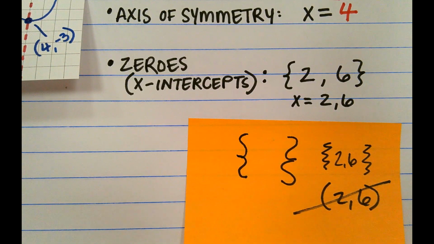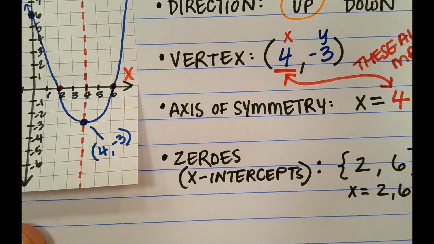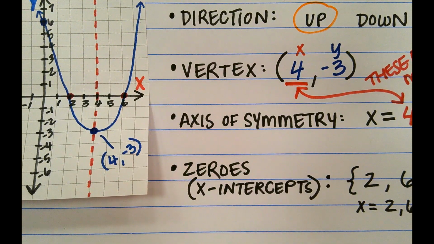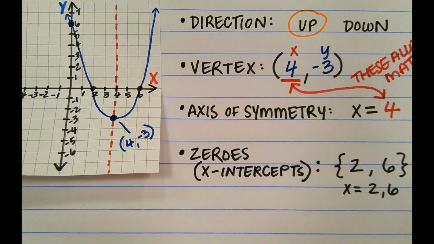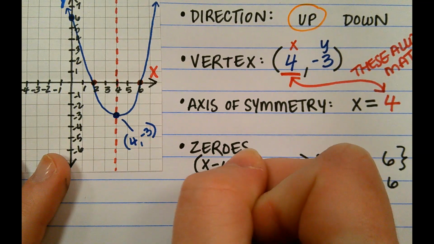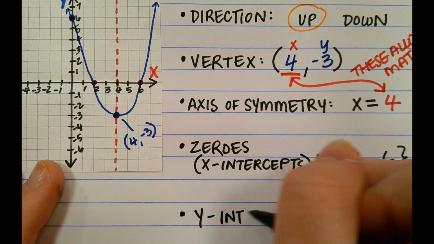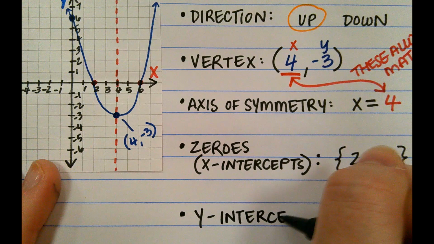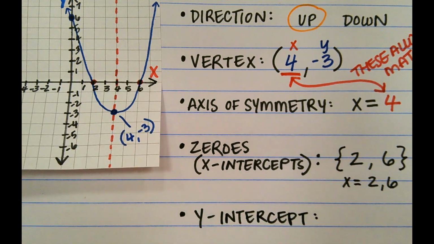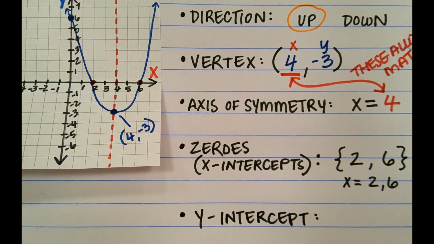All right. So we got our zeros, our x-intercepts. Where do we touch the x-axis? At 2 and 6. Got it. And last but not least, we have one value that is the y-intercept. Does anyone know where the y-intercept might be on this graph? On 6. On 6, yes.